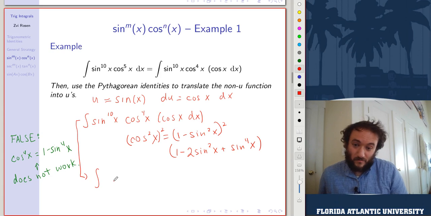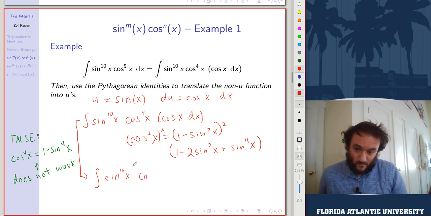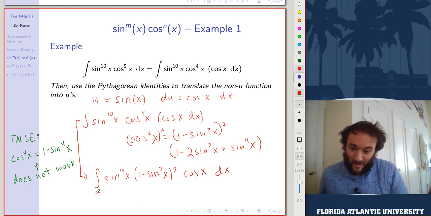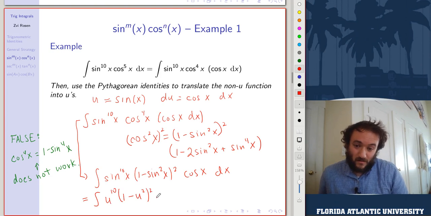So this integral becomes sine to the 10th x times 1 minus sine squared x, squared, times cosine x dx. Now we can make our u substitution, and this is equal to u to the 10th times 1 minus u squared, squared, times du. Okay?